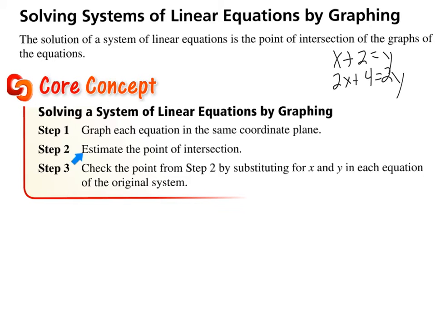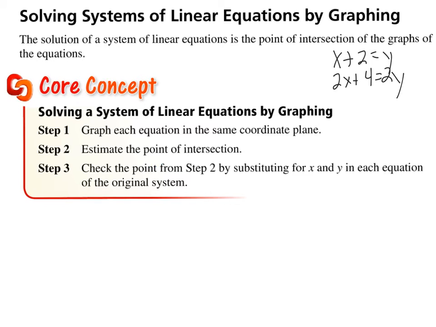All right, so here's what we're going to do. To solve a system by graphing, you're going to graph each line, graph each equation. You're going to estimate the point of intersection. Now, here's the bad news. You have to be 100% accurate when graphing them.